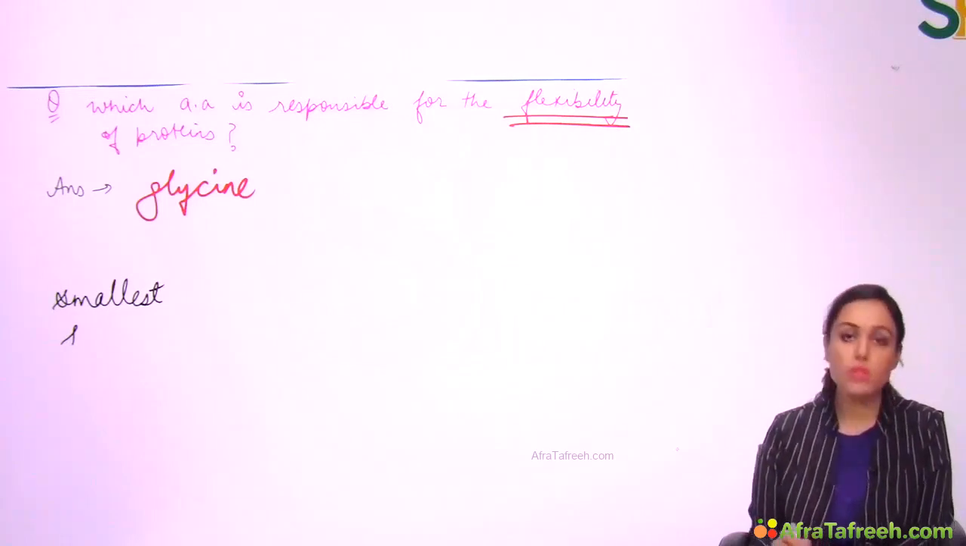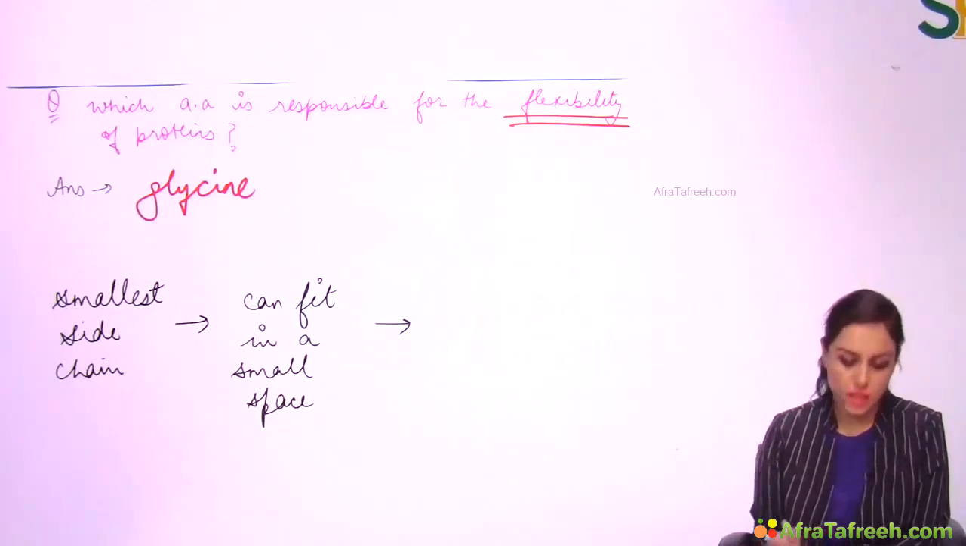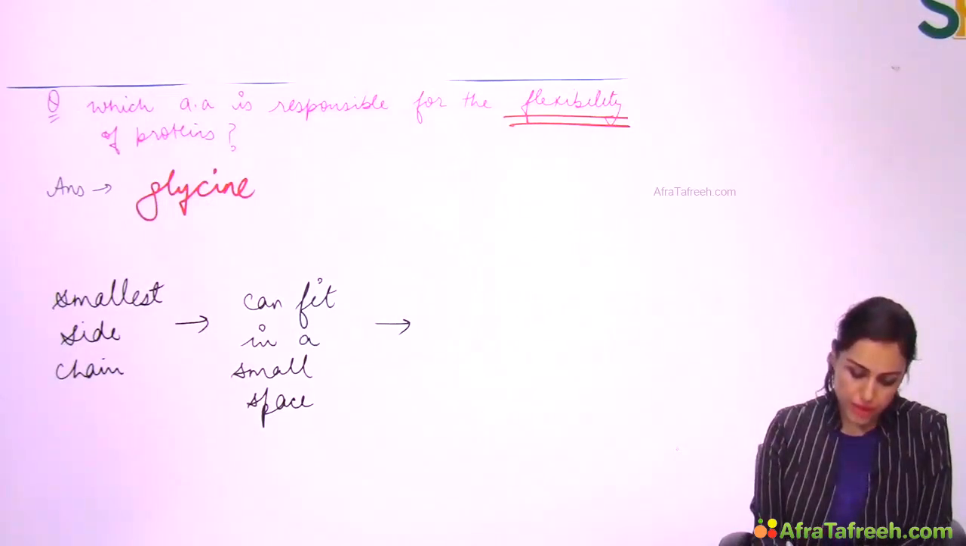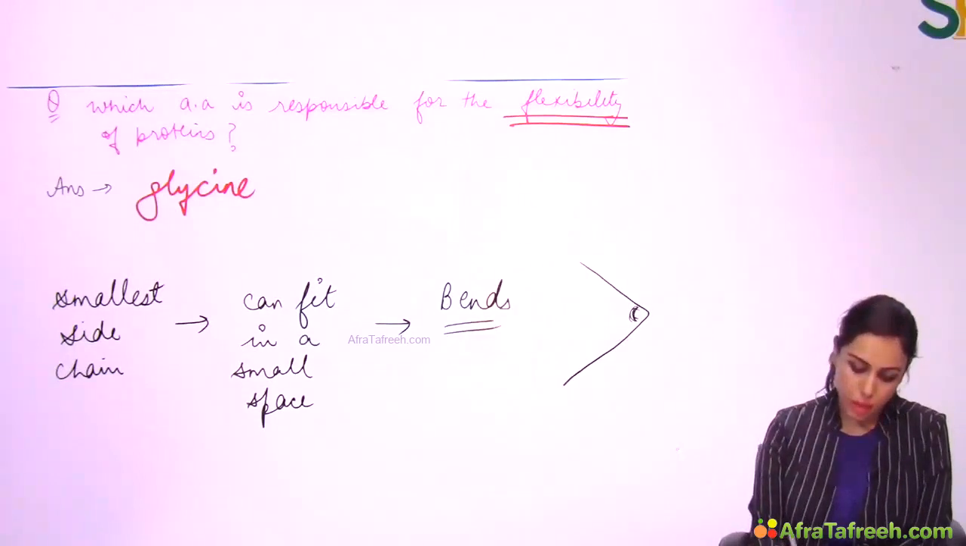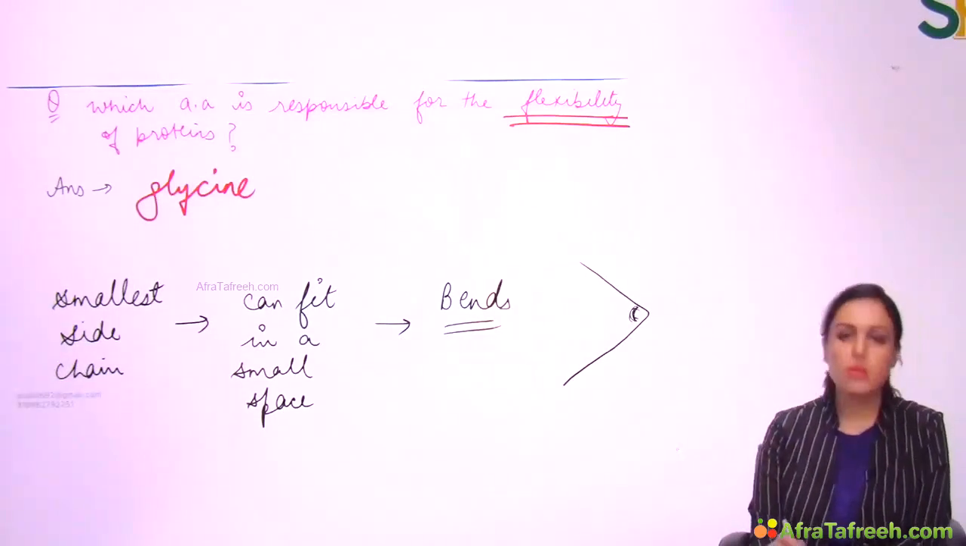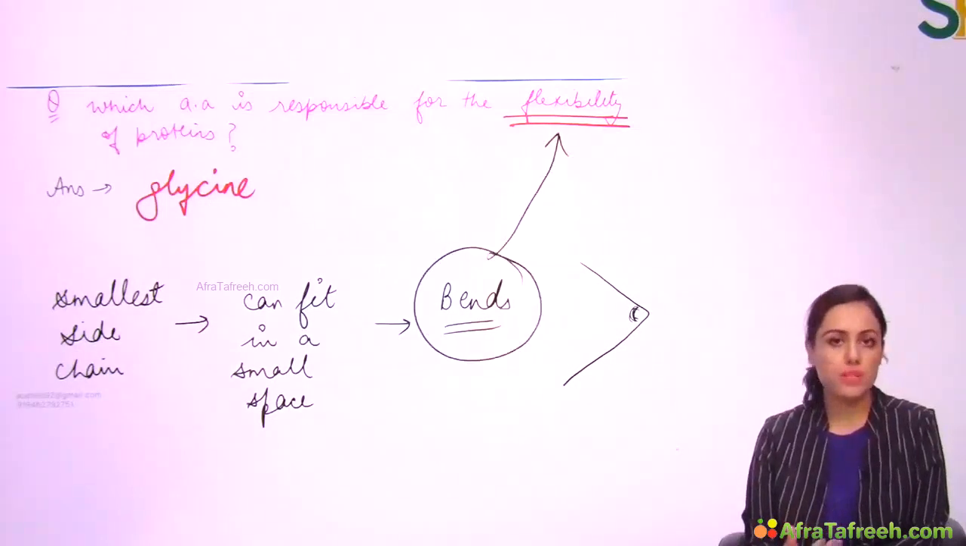When it can fit in a small space, and when this kind of amino acid is present in the structures of proteins, then it will create bends in the structure of protein. Bend means a sharp bend. At the bend there's so little space, so only glycine can be fitted here. And the ability to bend is known as flexibility. So glycine is responsible for flexibility of proteins, right?